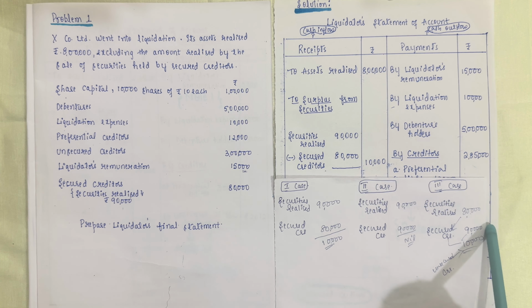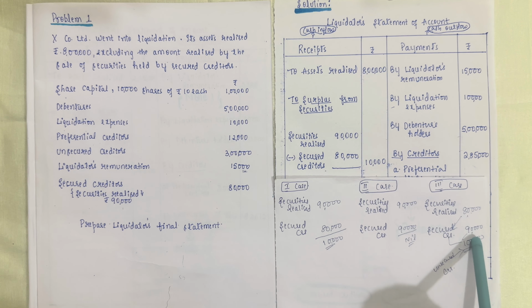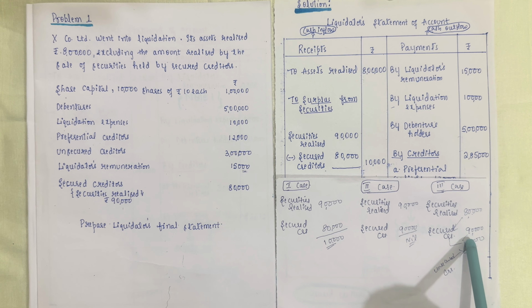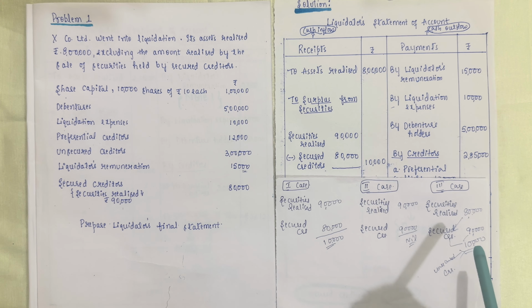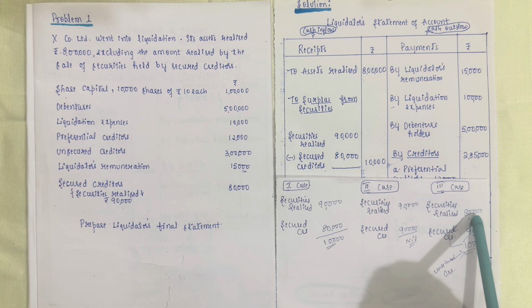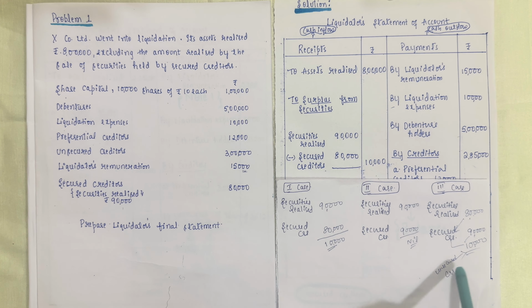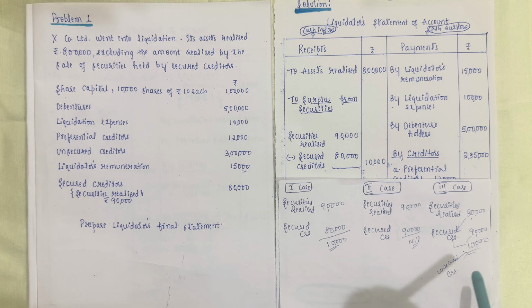The third case, let us say secured creditors are 90,000 rupees. We need to pay 90,000. But security realized is 80,000, which is lesser than that. We were supposed to pay 90,000, but we got only 80,000. How much can we pay now? Only out of that money. Only 80,000, right? Still 10,000 we are supposed to pay. But out of that security realized we have only 80,000, which will be paid to the secured creditors. So how much of the secured creditors' dues is remaining? 10,000. That 10,000 will be treated as unsecured creditors.